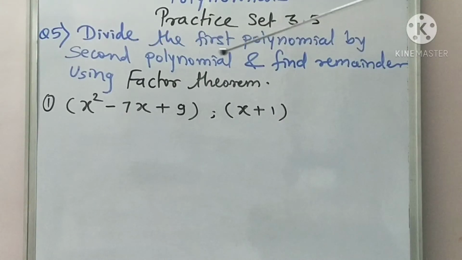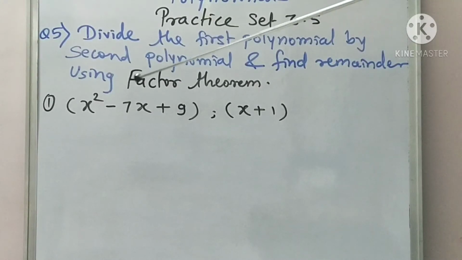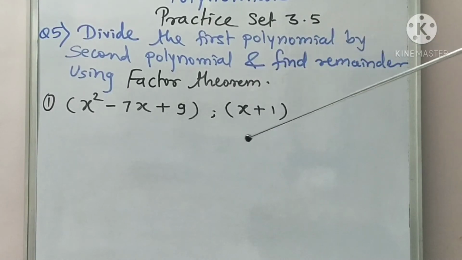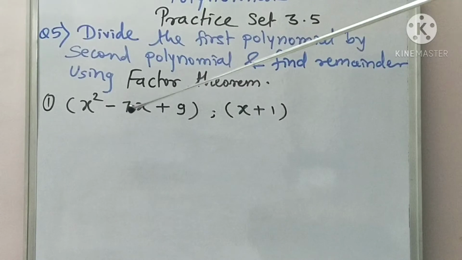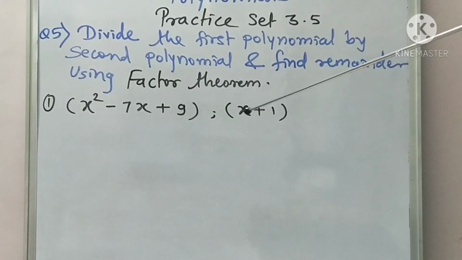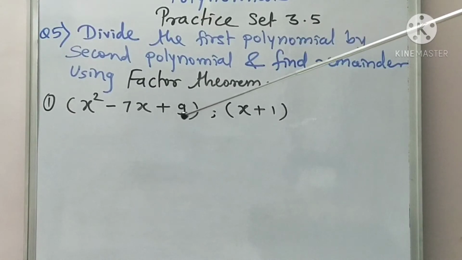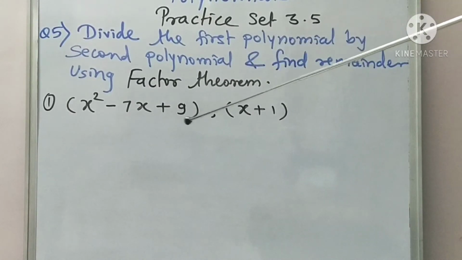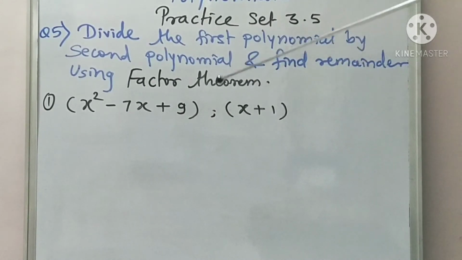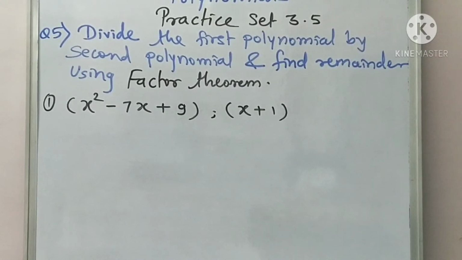The question is: divide the first polynomial by the second polynomial and find the remainder using the factor theorem. So what is this factor theorem? We see it with this example. Divide means we have to do division, and we have to divide the first polynomial by the second one, meaning x plus 1 is the divisor here, and x square minus 7x plus 9 is the dividend. So we consider this dividend as p of x, and to find the remainder by the factor theorem, please pay attention over here.